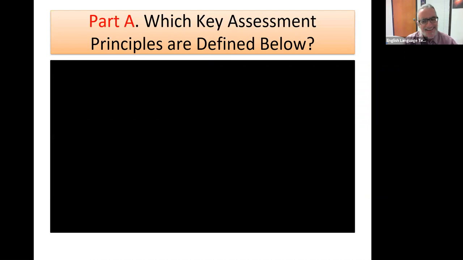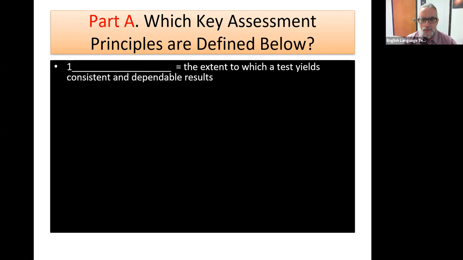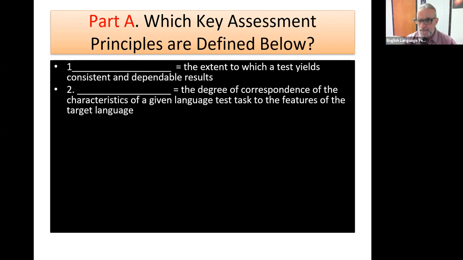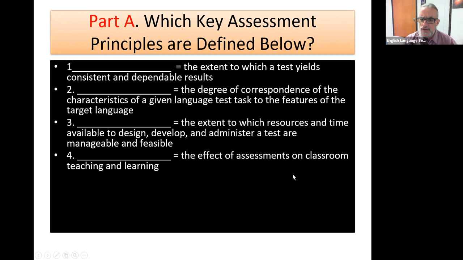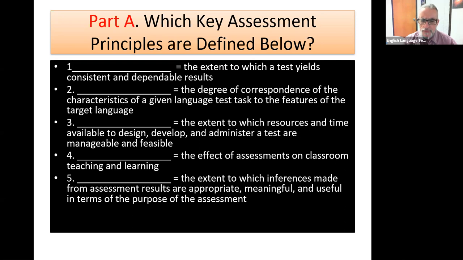Okay. So here's the quiz, or here's the first part of it. Which key assessment principles are defined below? I'm giving you the definition, and you're going to tell me what the principle is. First one is about consistent and dependable results. Number 2, correspondence between features of the target language. Number 3 is related to time. Number 4, the effects of assessment on classroom teaching and learning. Number 5, inferences made are appropriate, et cetera, or not. Okay, there are the 5 definitions.